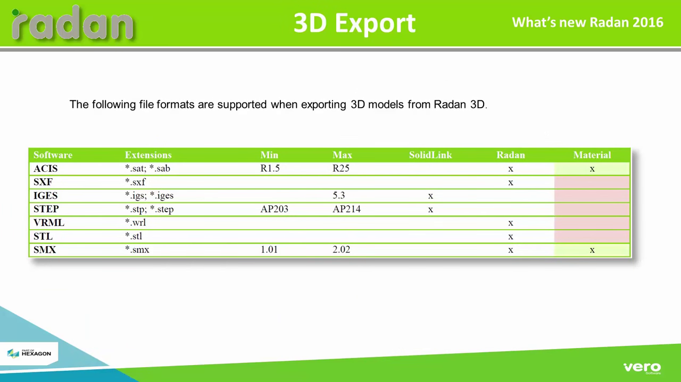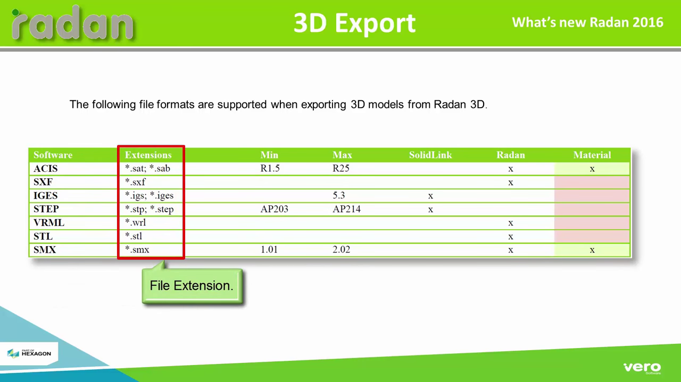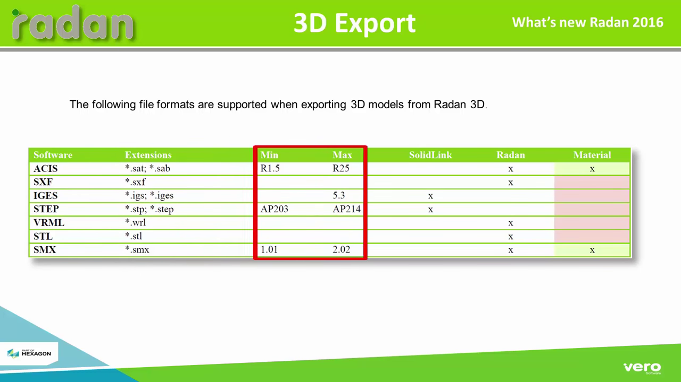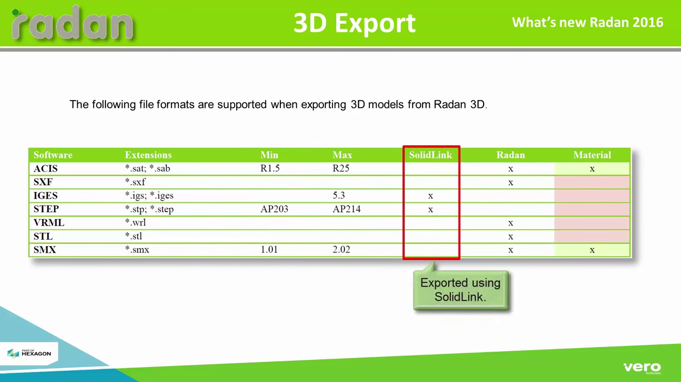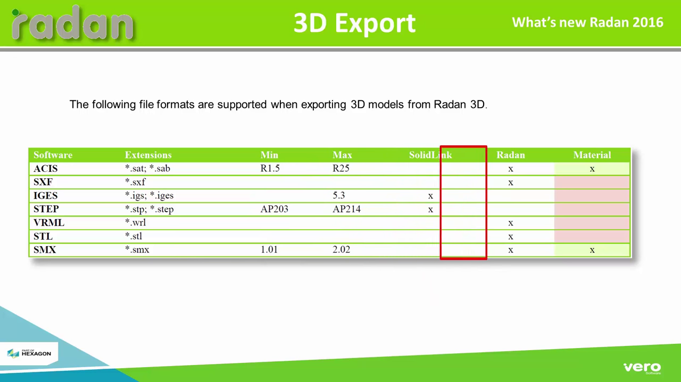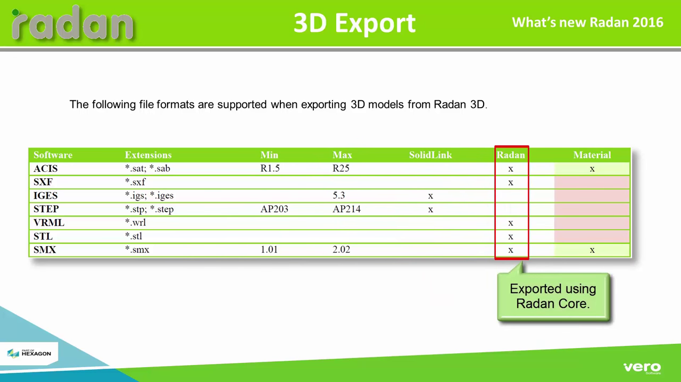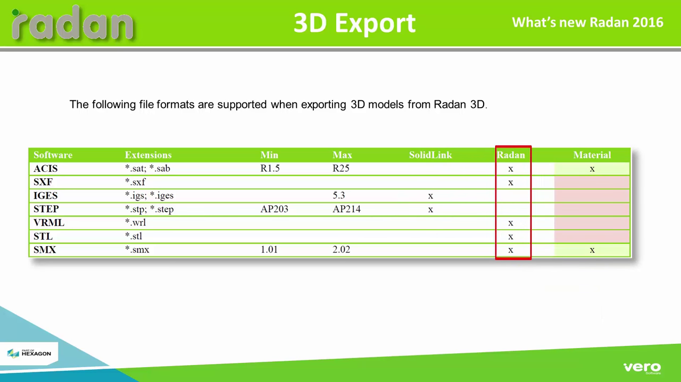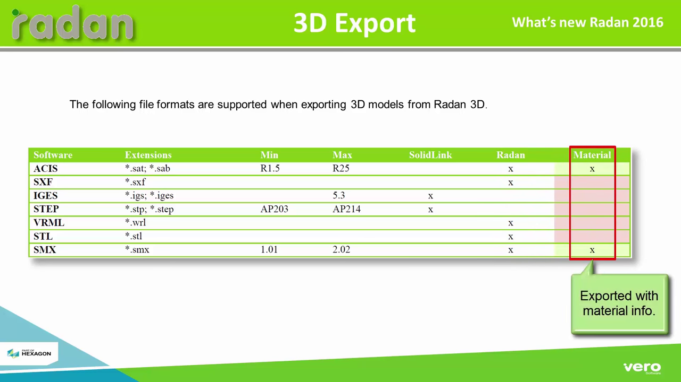3D export. The following formats are supported when exporting 3D models from Radan 3D. Here we can see the file names, the file extensions, the minimum and maximum versions of this file that we can export, whether exported using SolidLink or exported using Core Radan. And this column shows whether or not material is exported with this file format.